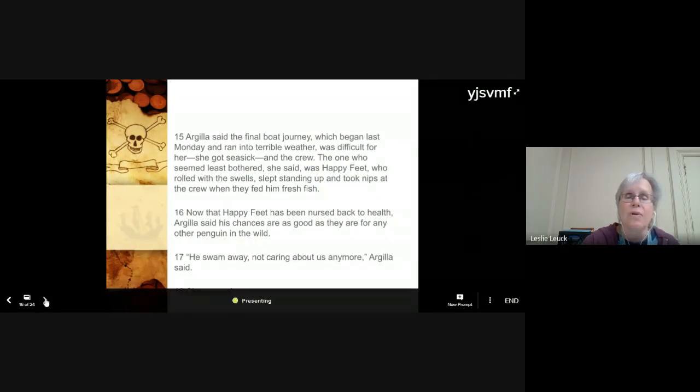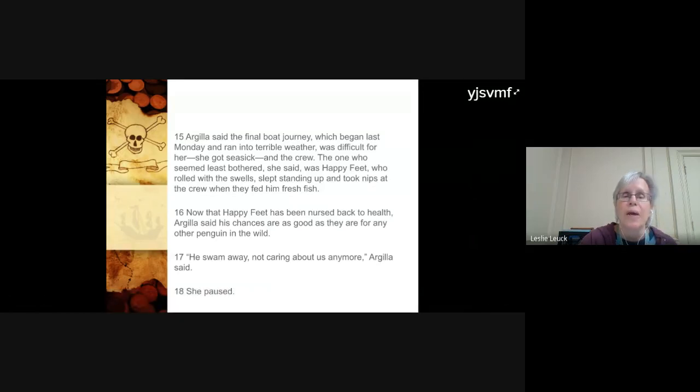Argila said the final boat journey, which began last Monday and ran into terrible weather, which we already knew because we know they're in the unforgiving Antarctic Ocean, was difficult for her. She got seasick, and so did the crew. The one who seemed least bothered, she said, was Happy Feet, who rolled with the swells, slept standing up, and took nips at the crew when they fed him fresh fish.